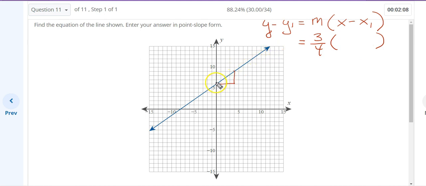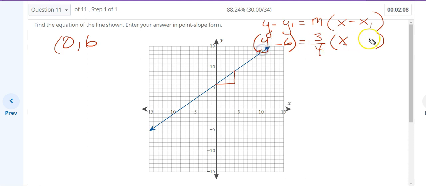Now, what is our y-intercept? Our y-intercept here is 1, 2, 3, 4, 5, 6. So our y-intercept, let's put it over here, is 0, 6. So they're going to ask us to put it in this point-slope form. So this is going to be an x, and what's our y value? Well, our y value is going to be a negative 6.